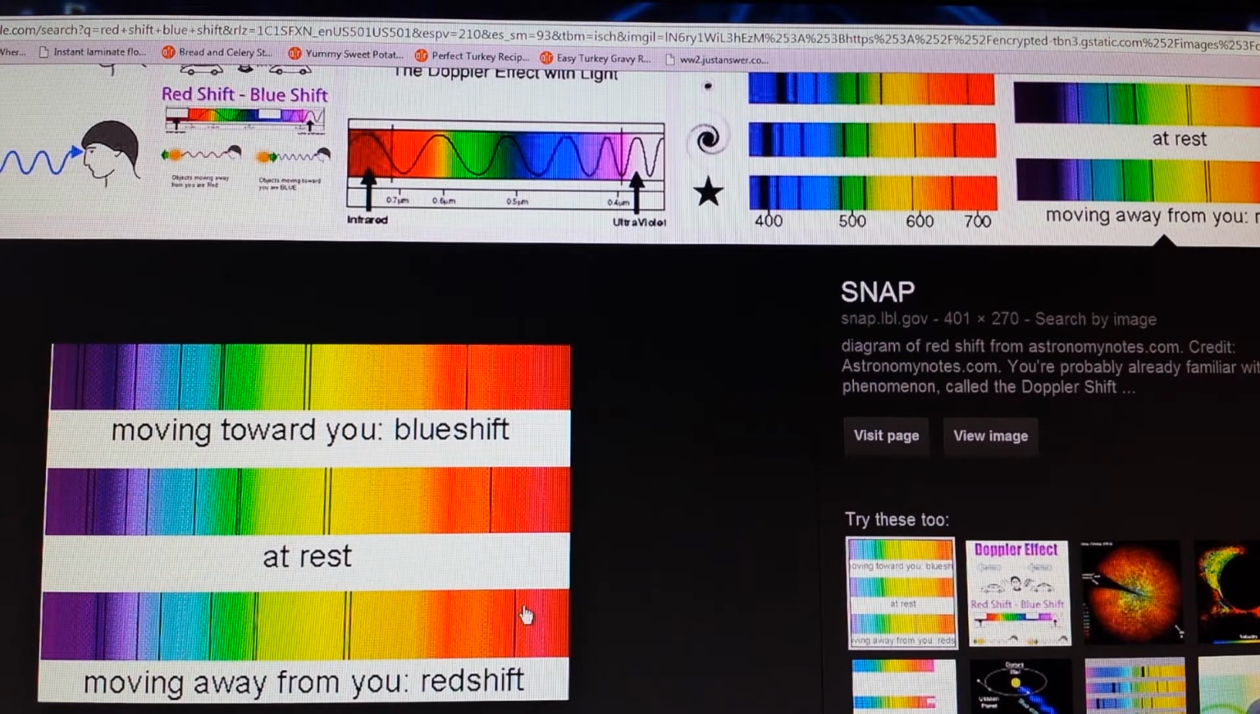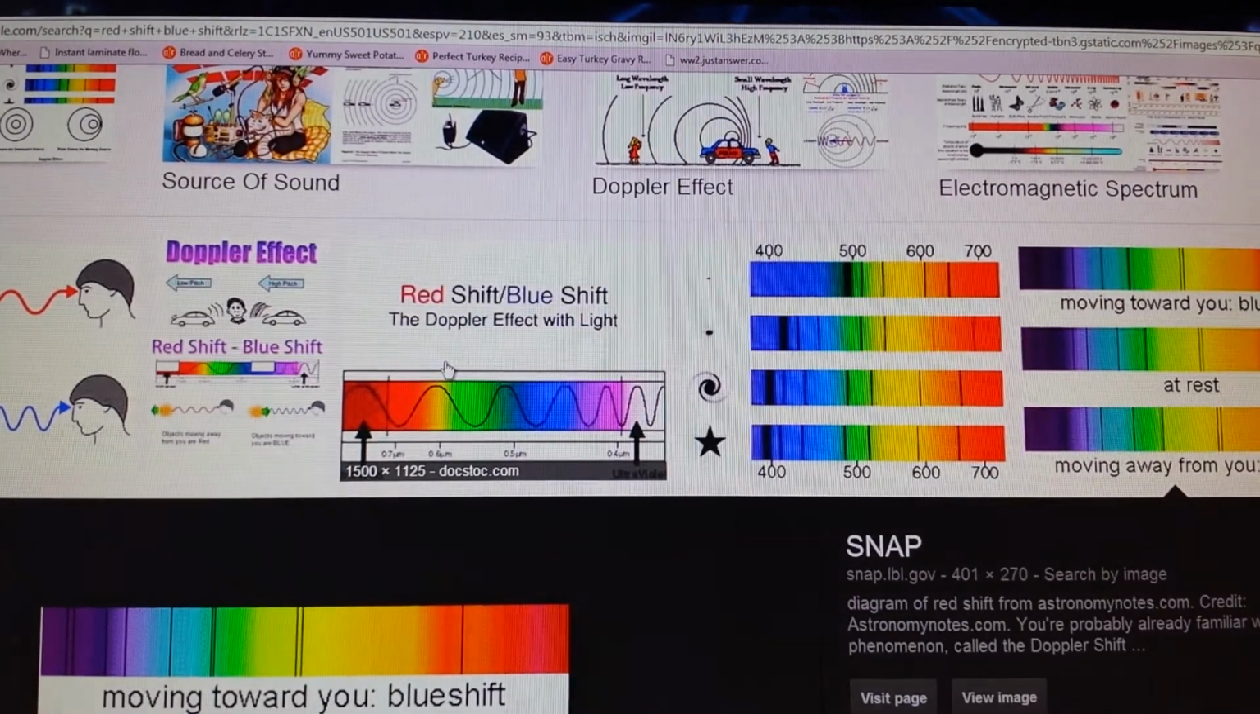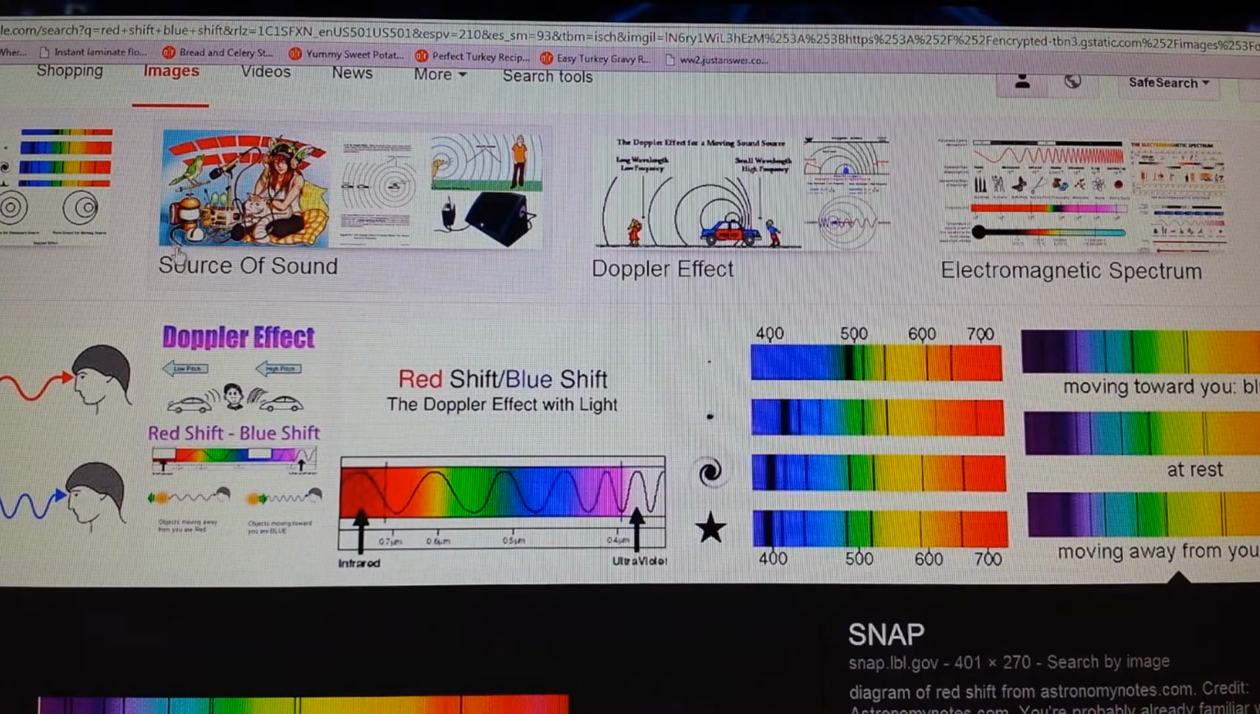So the easy way to remember that would be red away and blue to you. We have longer wavelengths of light with an object moving away and shorter wavelengths of light with an object moving toward us. It's called Doppler Shift or Doppler effect. And we experience that with sound due to the change in frequency as objects move. An example of that would be like the ambulance siren that we heard previously.